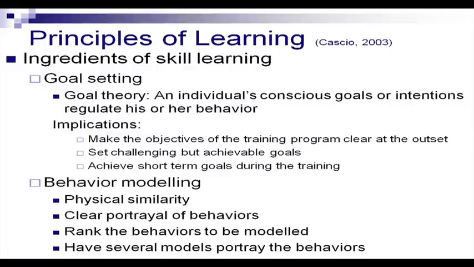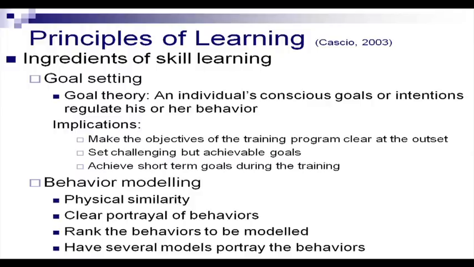The second aspect of learning a skill is behavior modeling, which means copying. Modeling is not exactly copying, but doing things as a senior person who's been doing them does, and learning how to carry out a process the way it is expected to be carried out. So when we talk about behavior modeling, we are talking about physical similarity of the behavior that is expected of the employee. So that is one component.